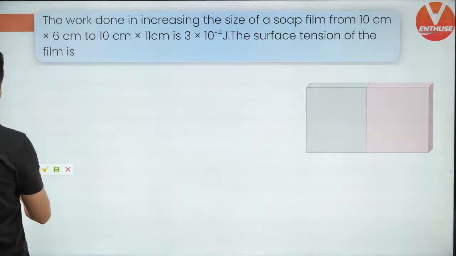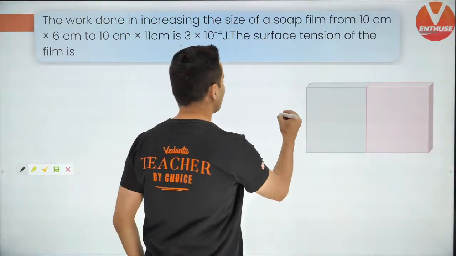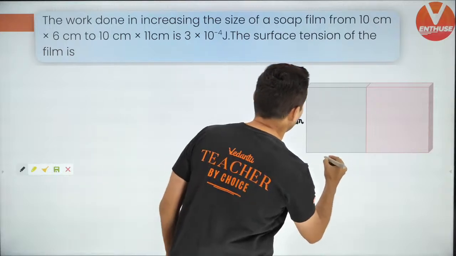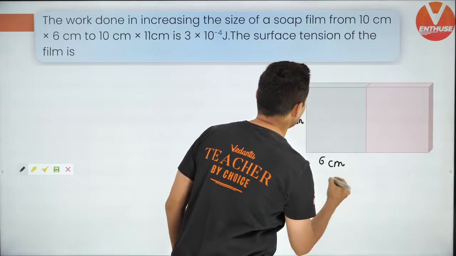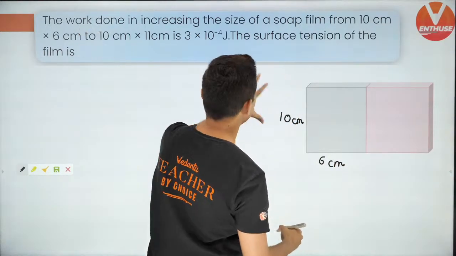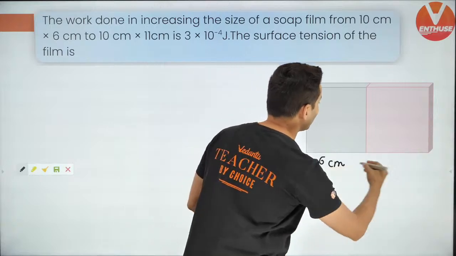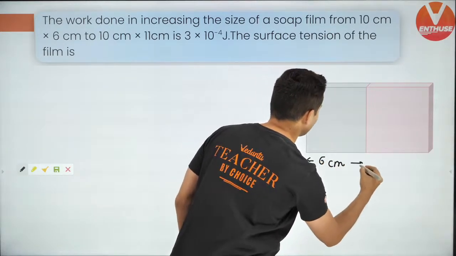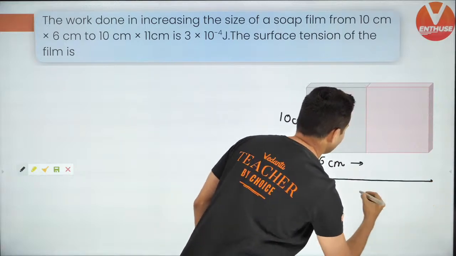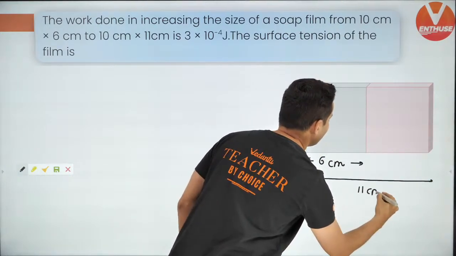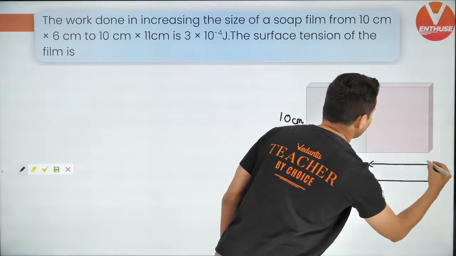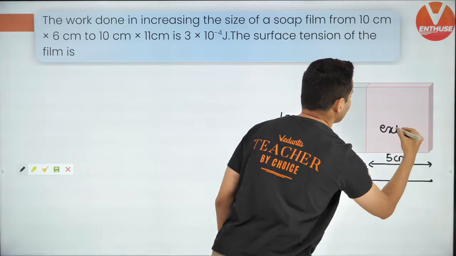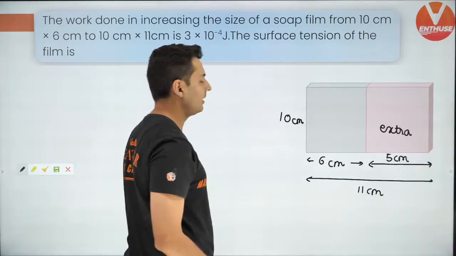Now, let's mark the sizes first. Understand, if this is 10 centimeters, the initial width was 6 centimeters. Later on, the 10 centimeters remains, but it totally becomes 11 centimeters. So 6 was only this much, 11 is this much. Okay, so this is 11 centimeters. So obviously this much will be 5 centimeters. This is that extra area which has been added.